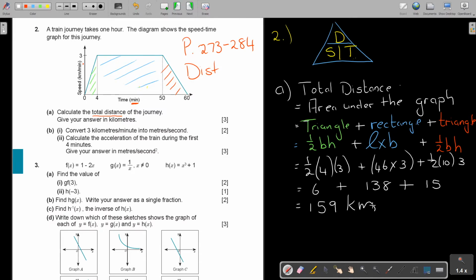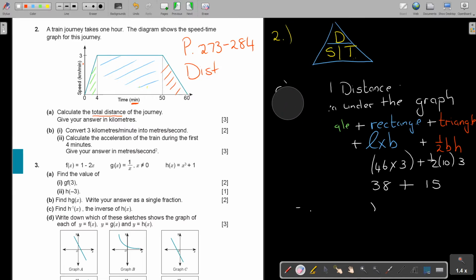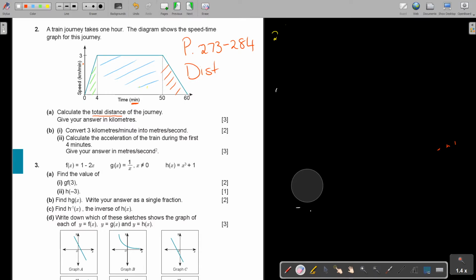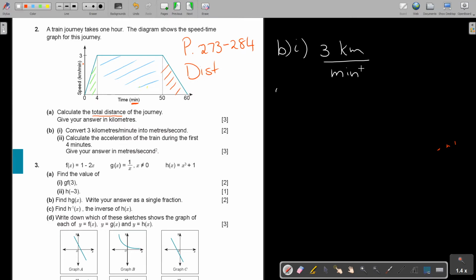And then, okay, now this is a bit of a rate sum. Very nice. Let's do that rate. It's coming from chapter 1. Okay, so number B, the first, convert, and I do it always like this, 3 kilometers per minute. And they want it in meters per second. Now, I always do it with my tables. Then I don't make mistakes.